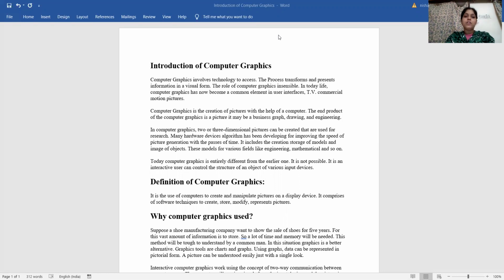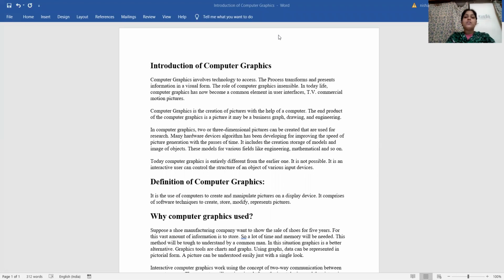Today, our topic is what is computer graphics, the introduction of computer graphics, the definition of computer graphics, and why we use computer graphics. Basically, computer graphics involve technology to access, process, transform, and present information in a visual form. The role of computer graphics is significant. In today's life, computer graphics has become a common element in user interfaces like TV, commercials, and motion pictures.